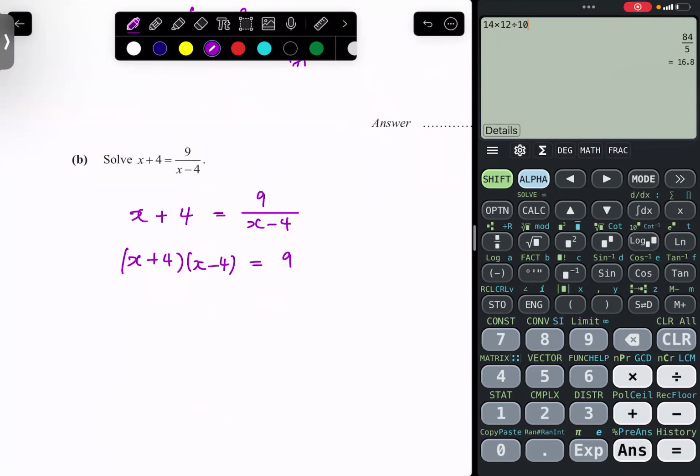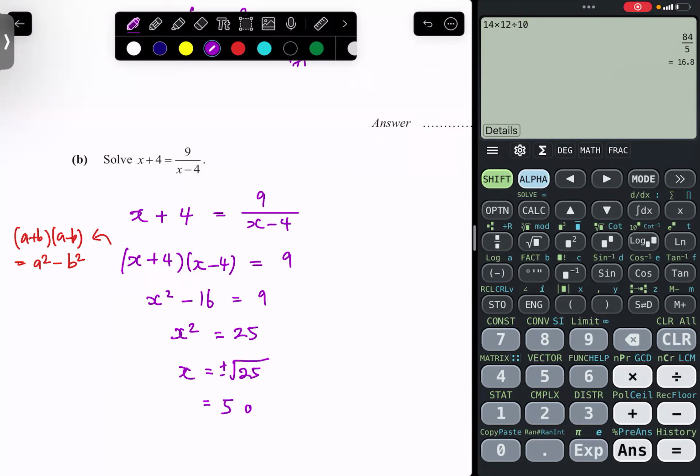Right. Now, if I expand this, I will get X squared minus 16, because I know that this is A plus B, A minus B. This expansion will be A squared minus B squared. Okay, so X squared minus 16 equals 9. Bring the negative 16 over, X squared equals 25. X equals square root 25, but when you put square root, you must have plus minus. So it's 5 or negative 5. Answer.